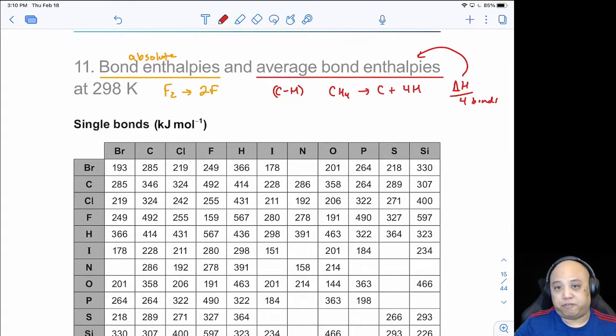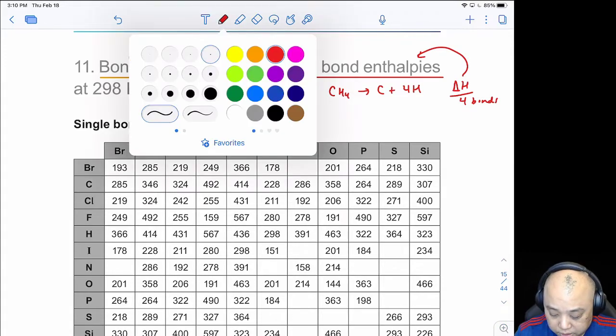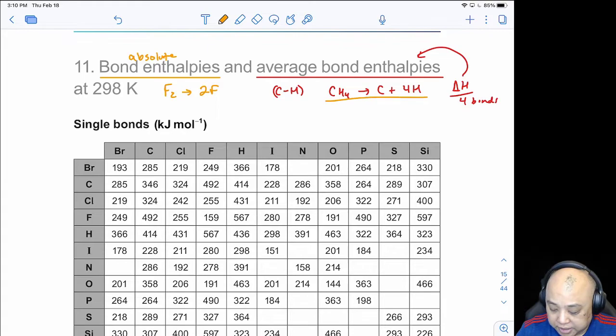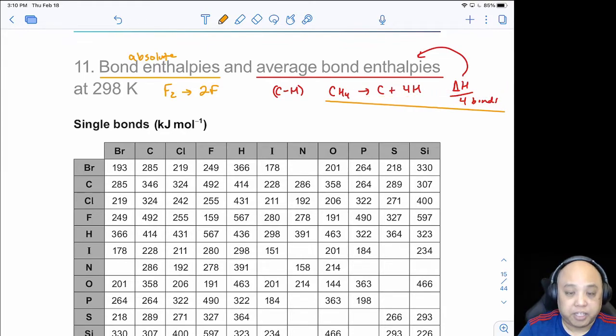So yes, maybe the first CH bond is a little bit less, and the last CH bond is a little bit more, but we just care about an average here because we are using this for a lot of different structures. So it's not going to be always precise. It's always going to be slightly off. Now, having said that, while this is how you calculate it, the bond enthalpy itself would be represented by this.